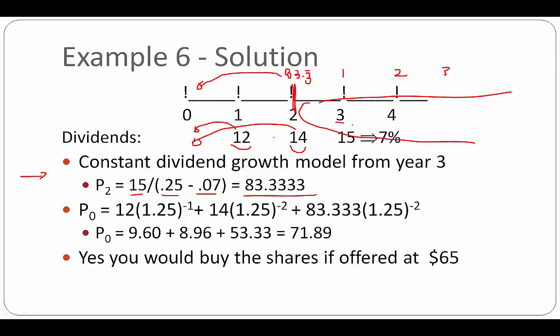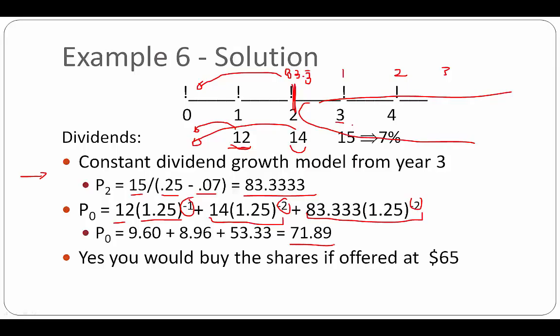Okay, so first thing, work out that dividend growth model as at date 2, and then bring that date 2 value back to date 0 by discounting by the discount rate by 2 more periods. Bring the date 2 value back to date 0 by discounting at 25% for 2 periods, and bring the year 1 dividend, $12, back by discounting by 1 period. Okay, add them up, and we get $71.89.